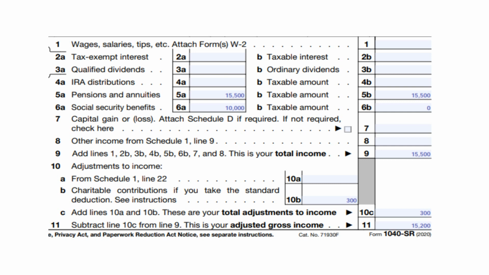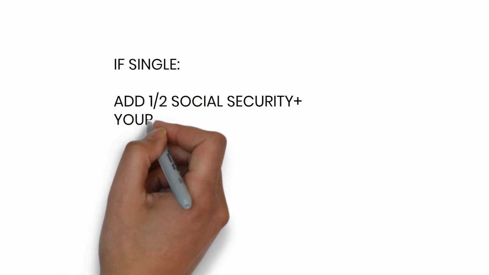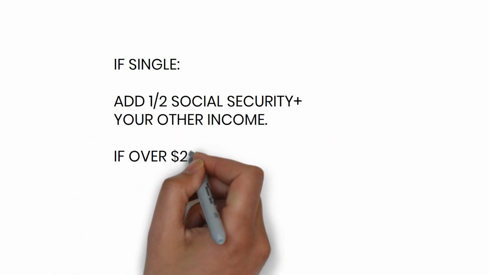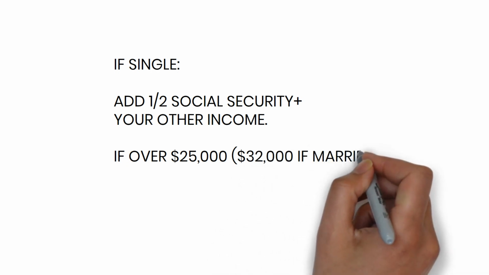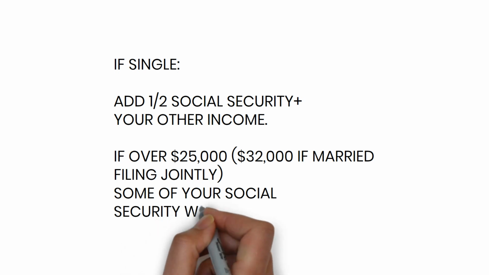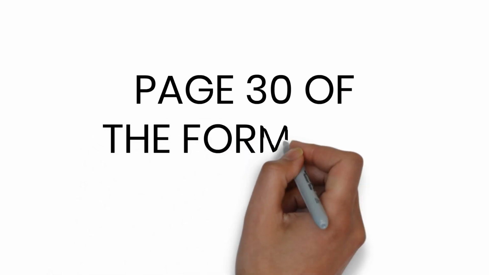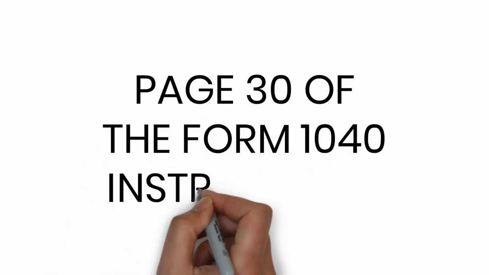On line 6B, we will put the taxable portion. To calculate the amount that is taxable, add half of your Social Security plus all your other income. If that's over $25,000, then some of your Social Security will be taxable. To illustrate this, we will use the Social Security Benefits Worksheet on page 30 of the Form 1040 instructions.